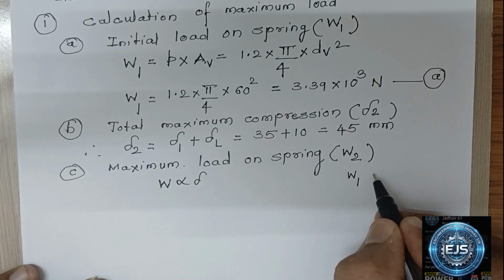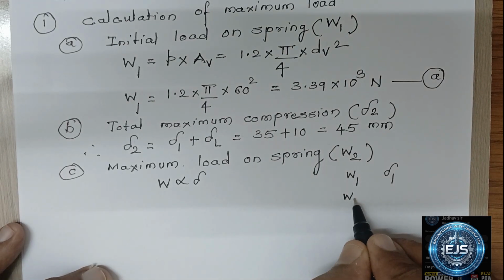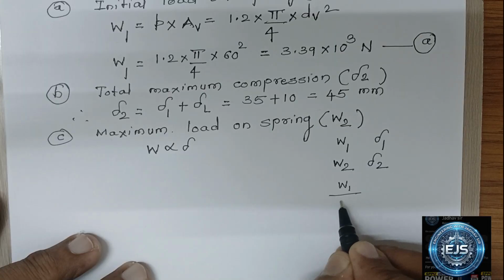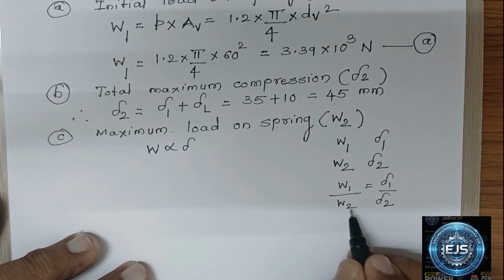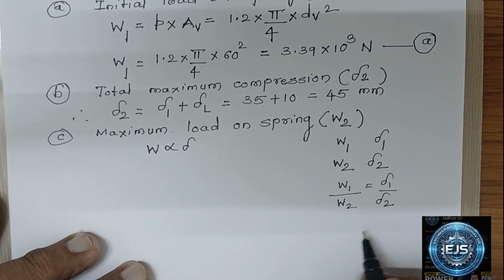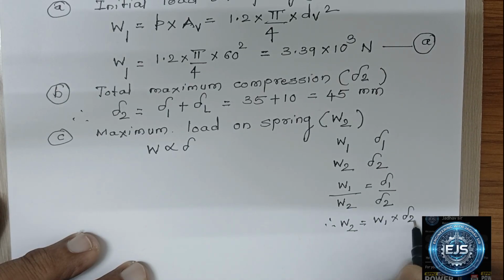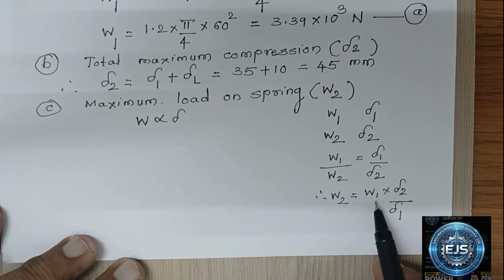W1 initial load, W1 रहेगा तो यहाँ पे delta 1 है, initial compression है delta 1. Now how much load is required for maximum compression, that is delta 2. So W2 load required for delta 2. So from this, if we take the ratio, W1 upon W2 is equal to delta 1 upon delta 2. Therefore, we want the W2 value. So W2 is equal to W1 into delta 2 upon delta 1. Delta 2 is the maximum compression, upon delta 1, the initial compression. So W2 is equal to initial load multiplied by maximum compression upon initial compression of the spring.